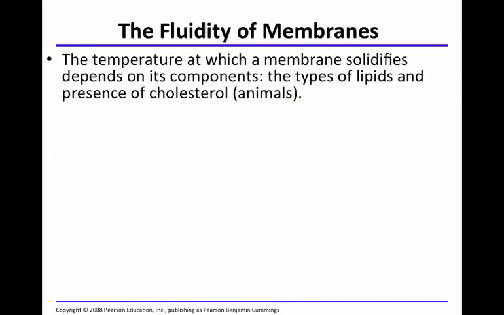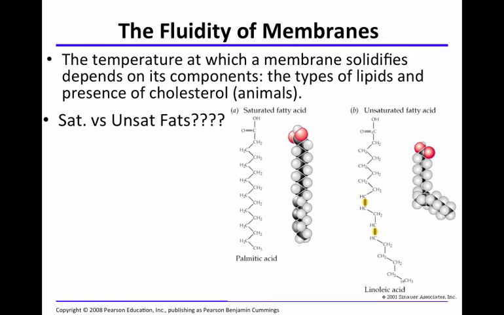The temperature at which a membrane solidifies depends upon the components of that membrane. So once again, the components of the membrane are important and they dictate its fluidity. The type of lipids in the membrane, and whether or not cholesterol is there, influence a membrane's fluidity. Remember that only animal cells have cholesterol, and cholesterol acts as a temperature buffer, which we will explain later in this lecture.